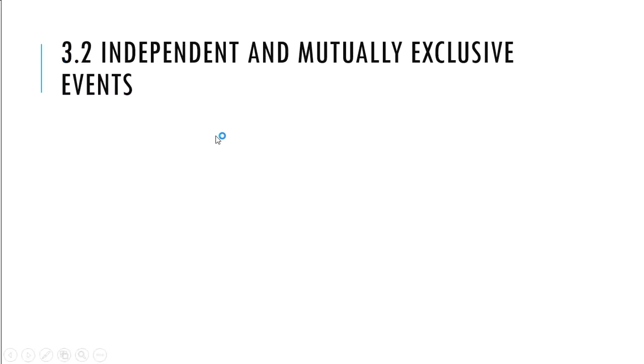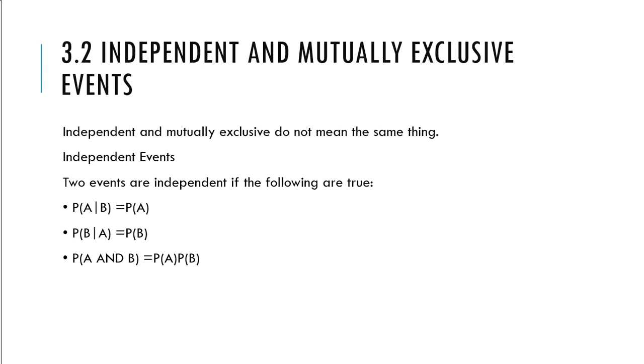Okay, let's keep going. And let's do 3.2, independent and mutually exclusive events. Independent and mutually exclusive events don't mean the same thing. We can test if two events are independent if the following are true: the probability of A given B equals the probability of A, the probability of B given A equals the probability of B, and the probability of A and B equals the probability of A times the probability of B. If these are true, that's how you know they're independent.